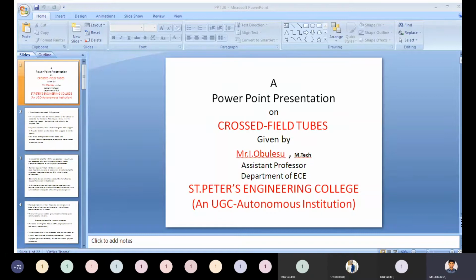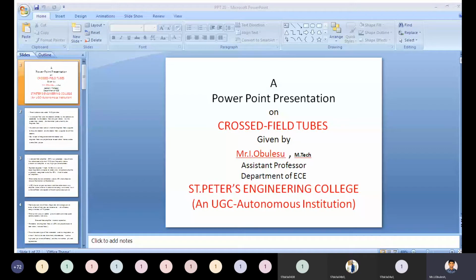But in case of the magnetron, both the electric and magnetic fields are perpendicular to each other. Hence, it is called a cross field device.